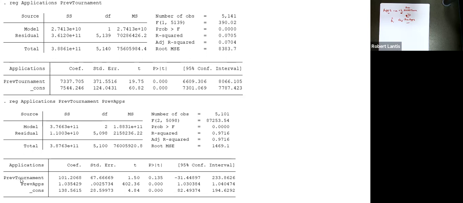So now when we look at that previous tournament variable, holding constant the previous number of applications, now making the tournament in the prior year only increases applications by about 100 students. This seems more realistic, right? It seems like we're probably closer to the causal relationship. Now the p-value is 0.13 here. So what levels could I reject the null at?